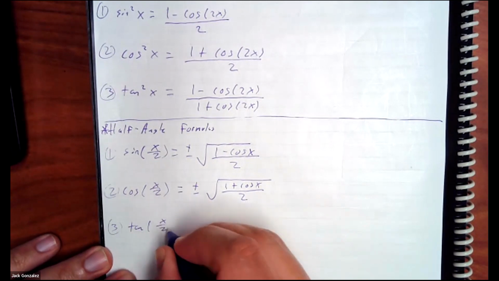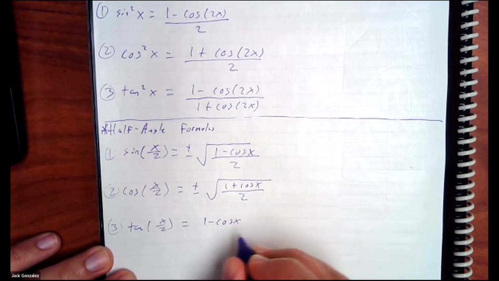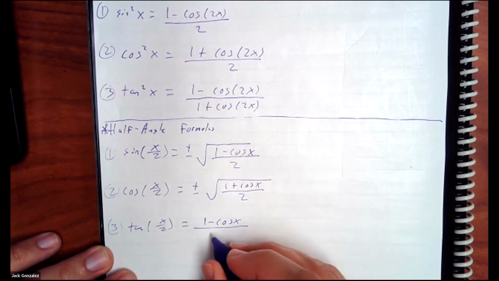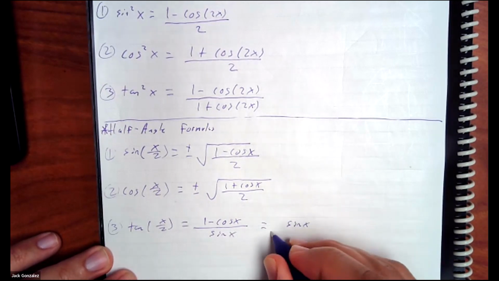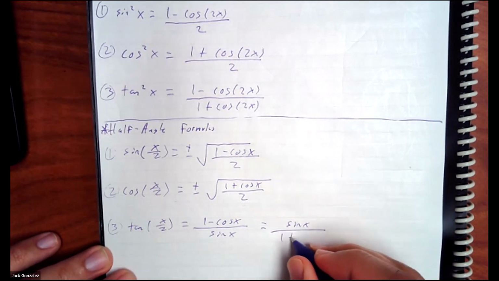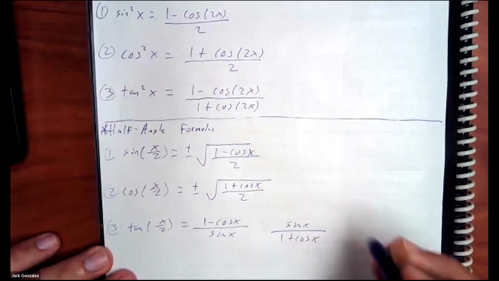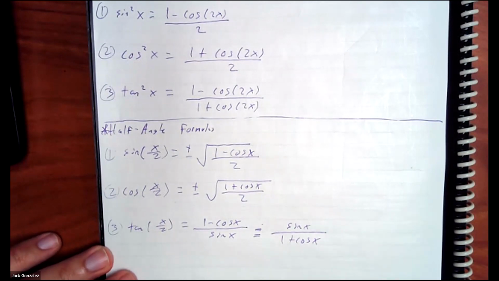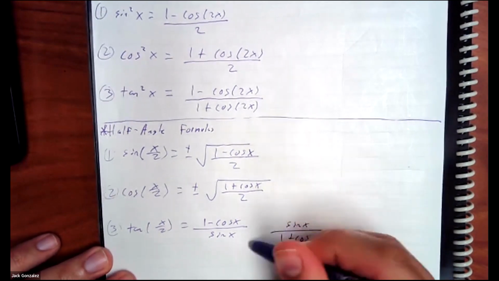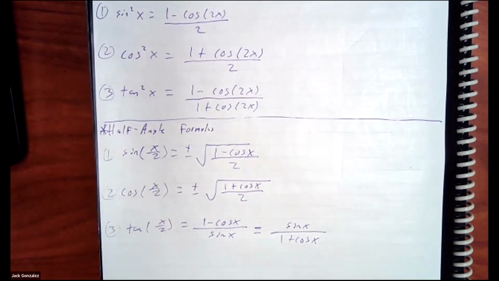Tangent of x over 2 is equal to 1 minus cosine over sine, which is equal to sine over 1 plus cosine. So weird equals, right? Okay, so either one is fine.